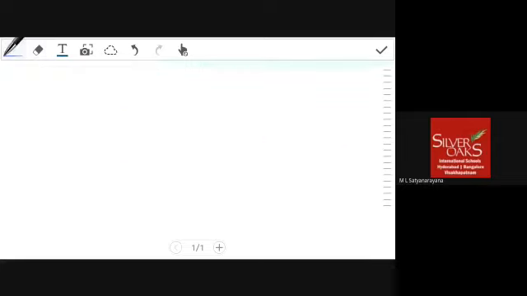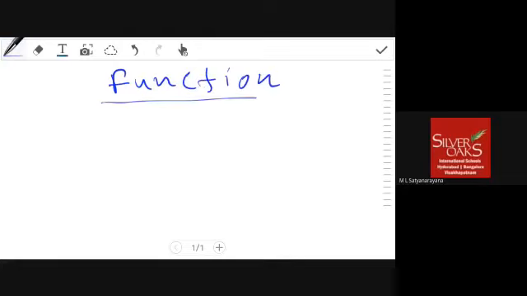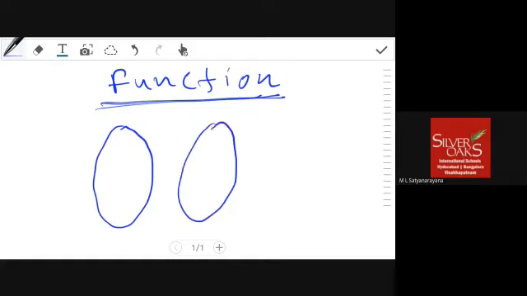What is a function? A function is a special case of relation. Same thing, we take set A and set B. Similarly, we'll take some elements A, B, C here and 1, 2, 3 here. A function is a part of relation. The definition is that every element in set A should associate with a unique element in set B.